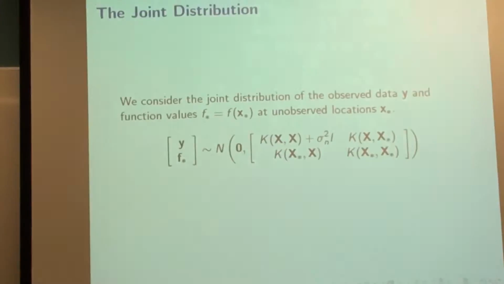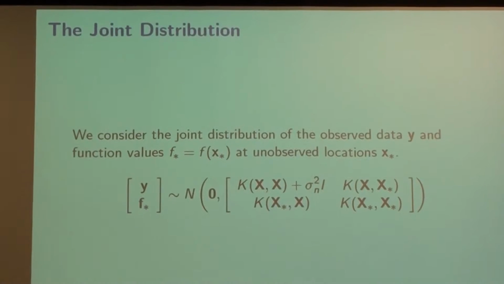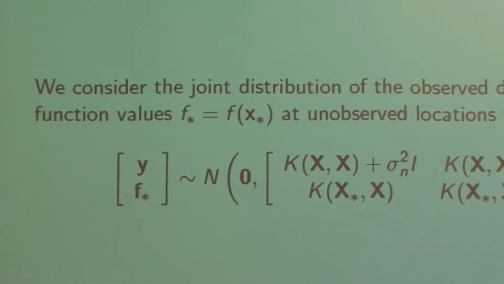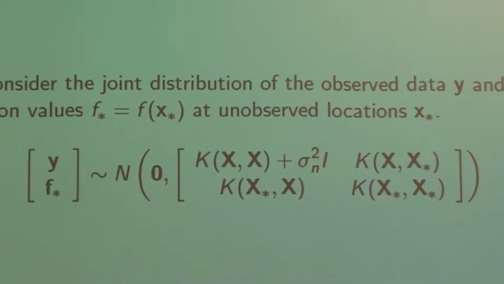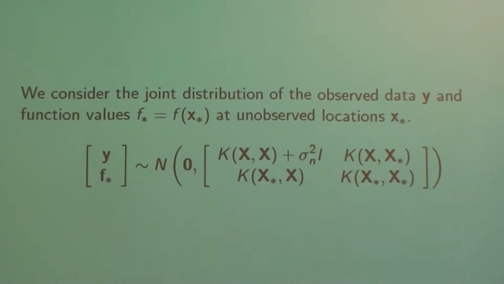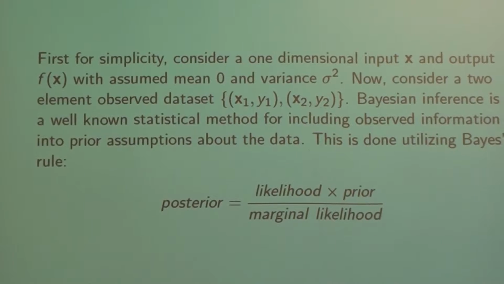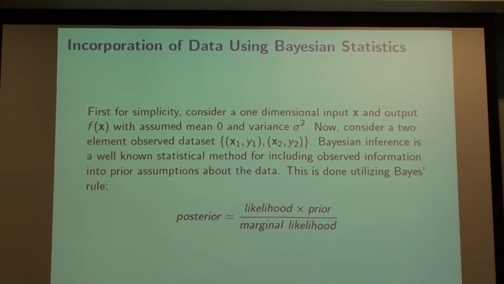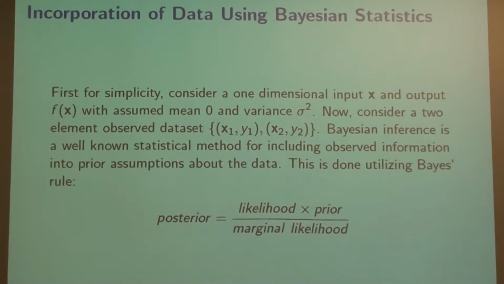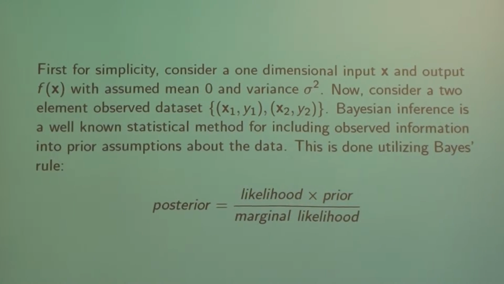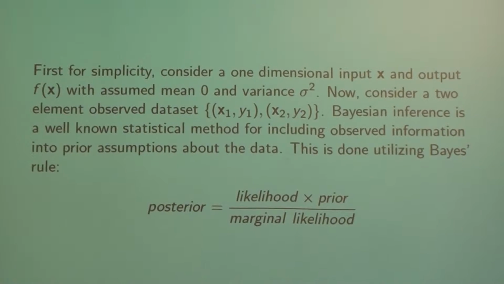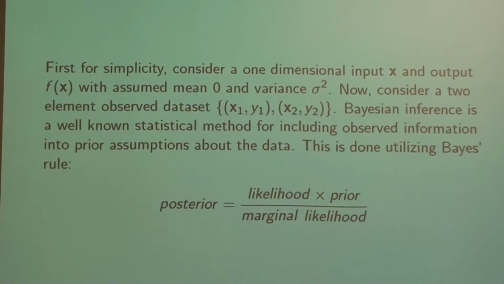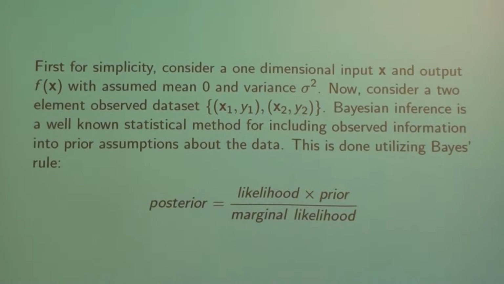Okay, so here we have the joint distribution of our observed data y and the function values of the unobserved locations. So this embodies everything that we have assumed about the data thus far. What we really want to do is incorporate the training data that we've seen. So again, we're going to use Bayes' rule, where we incorporate the likelihood of the data, the prior that we just defined, and the marginal likelihood. So I'm going to give an example with two data points.